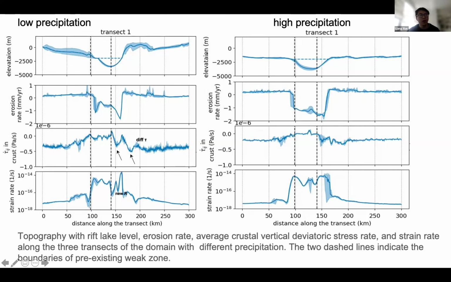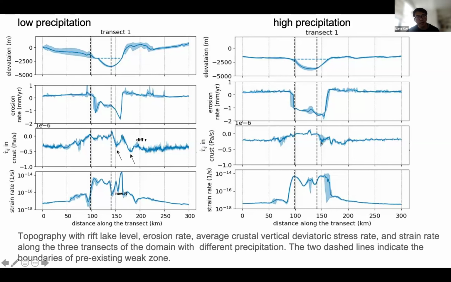So in the lower incision and deposition case, it will preserve higher relief and increase the variation of GPE and the vertical deviatoric stress over here. This variation in deviatoric stress will promote the migration of the strain to develop some secondary faults along the rift profile over here. But in the high precipitation case, the deviatoric stress tau here is flatter, more widely distributed.